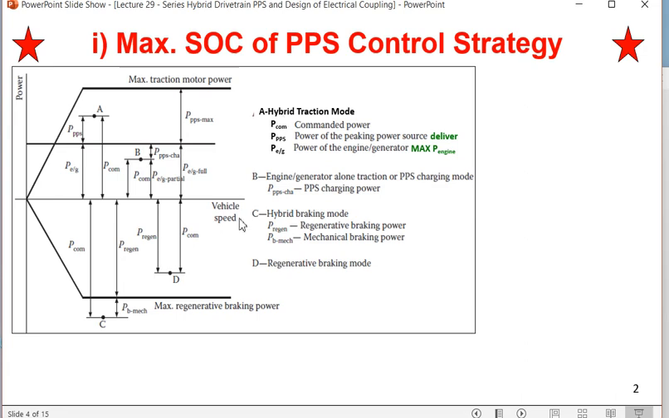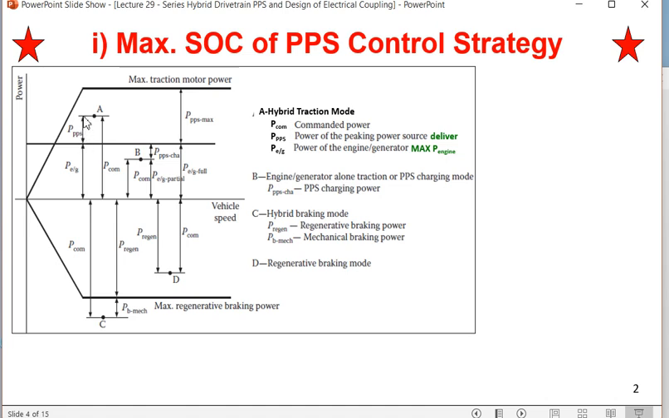Case A, we are here. What is PCOM, the commanded power? For driving the vehicle, the driver is asking for A watt power. We find that this much maximum power can be produced by the engine generator, PEG. But the power asked is at level A, which is greater than PEG. Who is going to supply the extra power? That bumper power is supplied by the PPS, that means the battery. So if A is the commanded power, the engine will give all its power for traction, and whatever remaining is required will be given by the bumper source, or PPS.